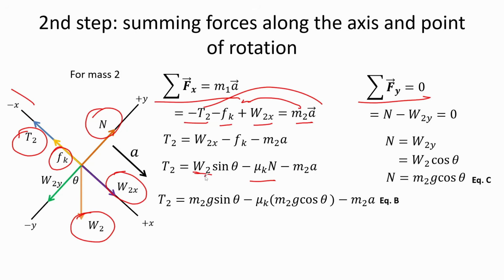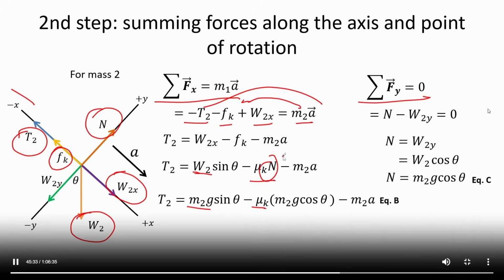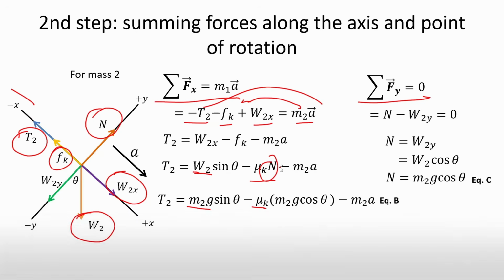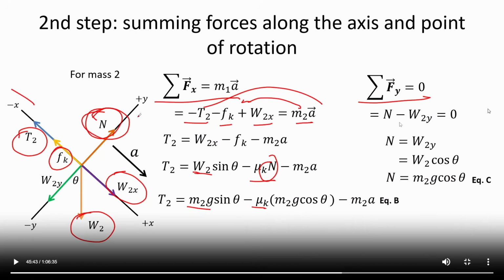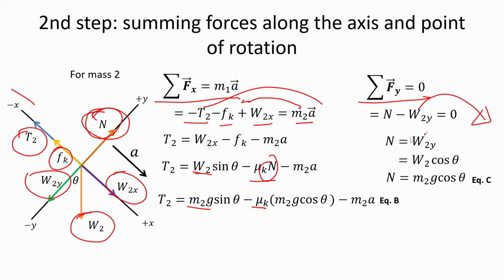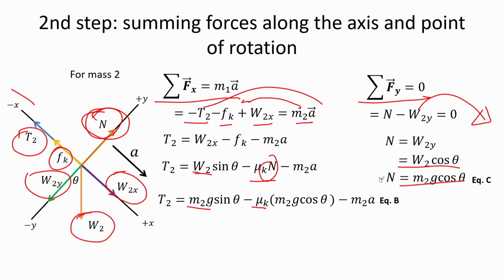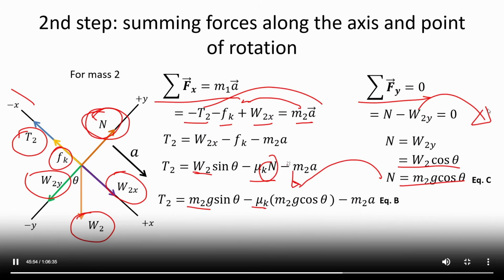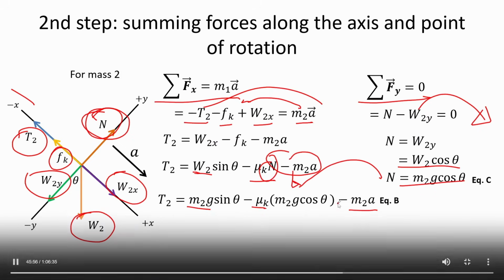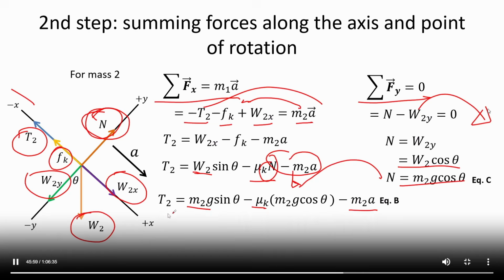And this weight 2 is m2g sine theta, mu k, and the normal is obtained from the sum of force along y. Let's solve this one first. The sum of force along y is equal to 0, since there is no motion along y. So we have the normal upward minus weight 2y downward. Transposing, the normal is weight 2 cosine theta, which is m2g, which we substitute here. Then we add the negative m2a. So this is now the expression for tension 2.